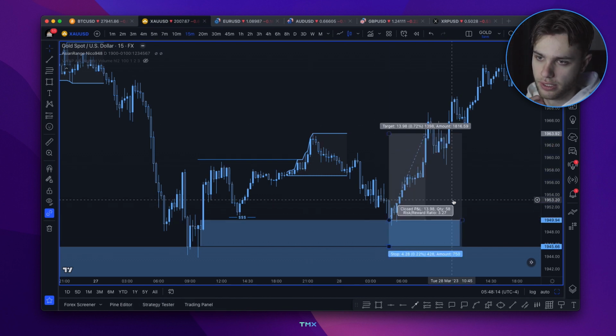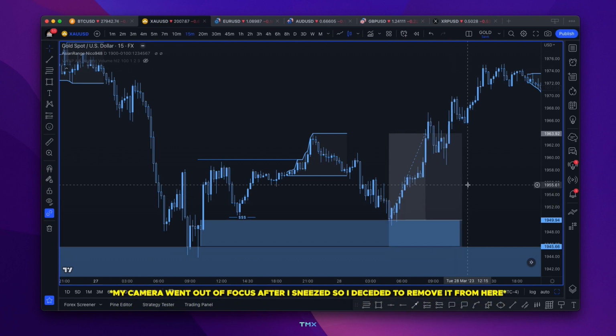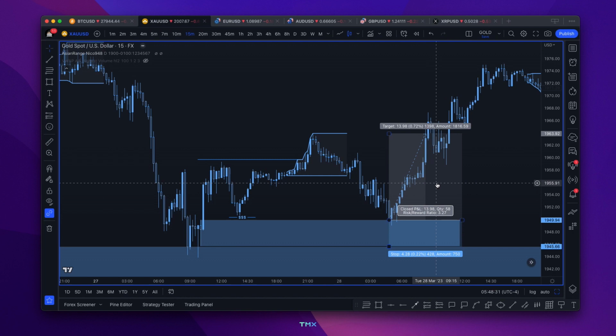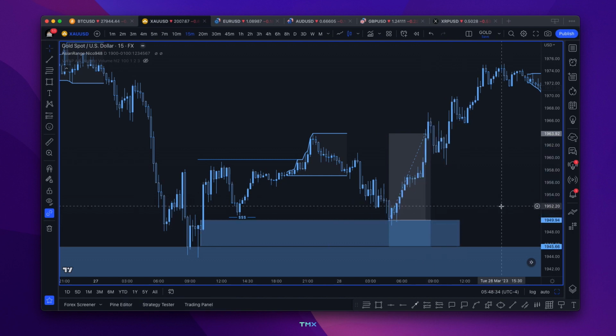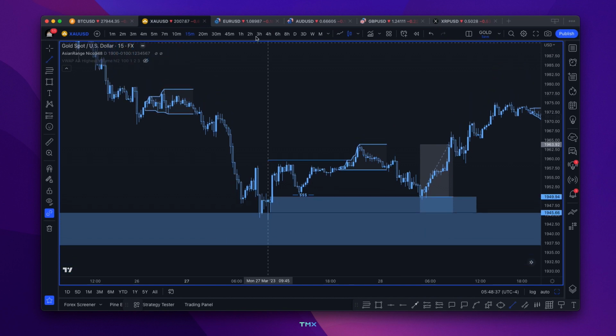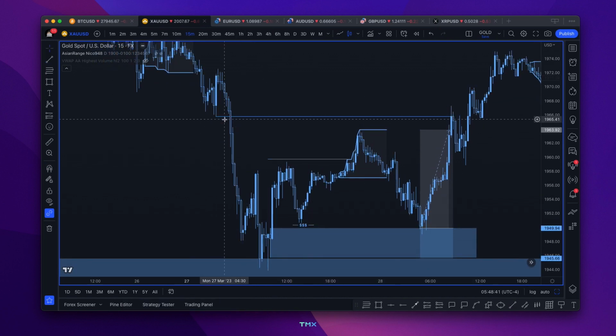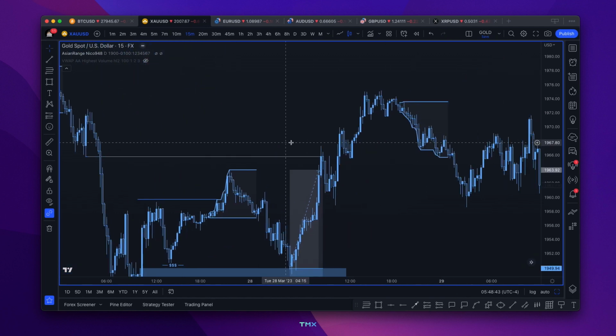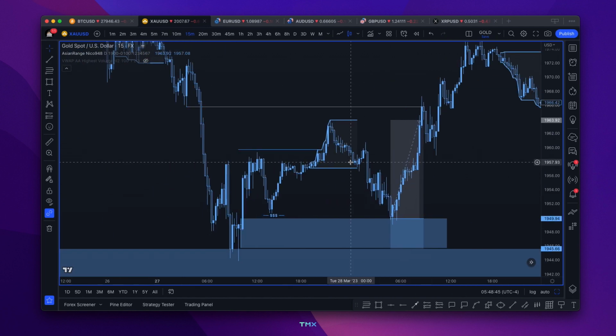We had a 3 to 2 and a very, excuse me guys, sorry for that. We had a very beautiful setup over here, and the extended target was actually here because imbalance was also here, which needed to be filled. Now this was setup number 1, which I took on gold.